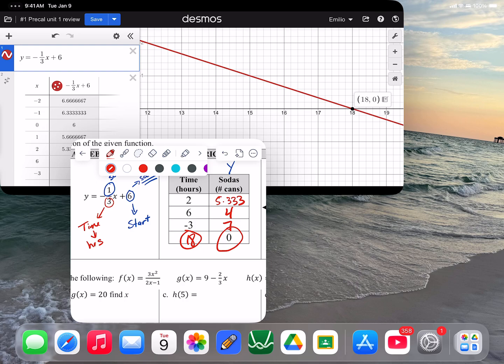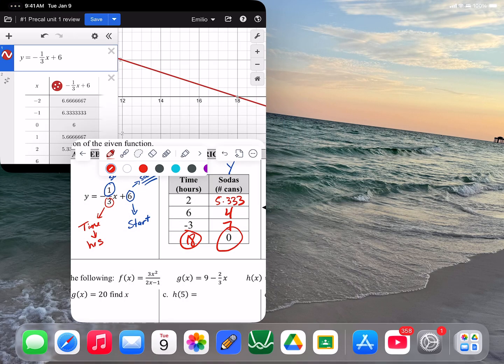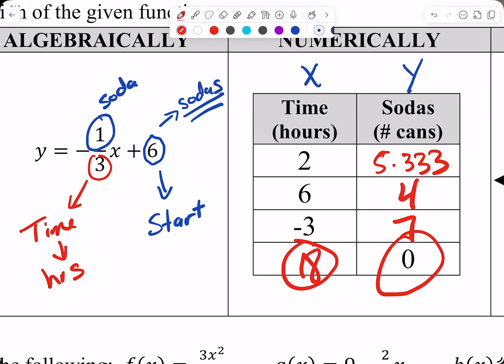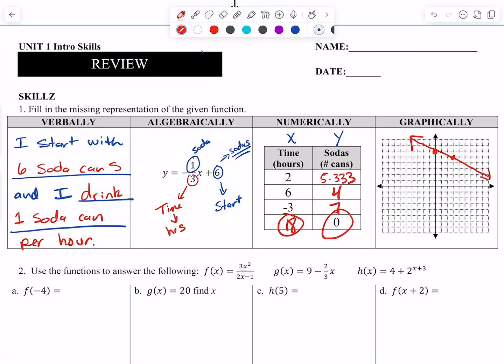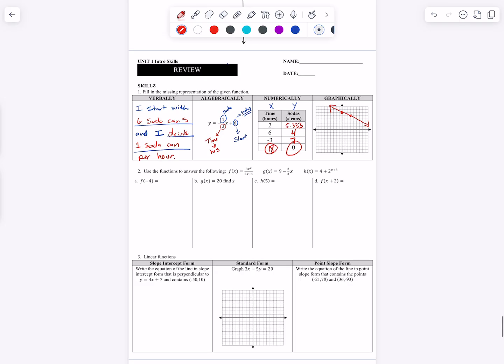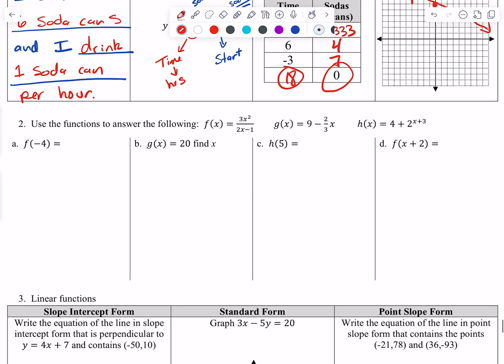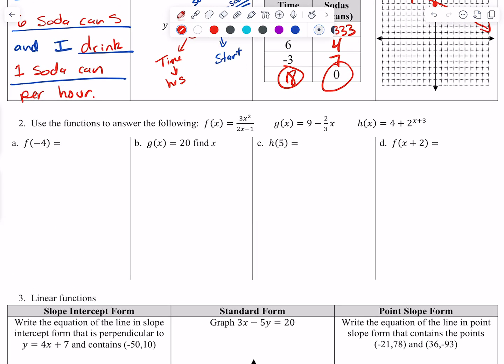Okay, so let's go back to the review, and we finished number 1. Cool. All right, so there's number 1. Let's go ahead and move on to part 2. On part 2, you are basically just going over function notation and being able to take a function given x or given y or given whatever input and just knowing how to mess with those.